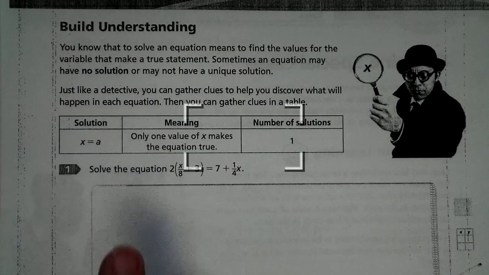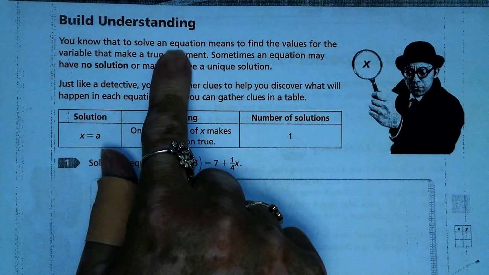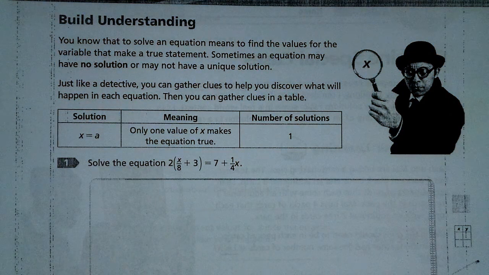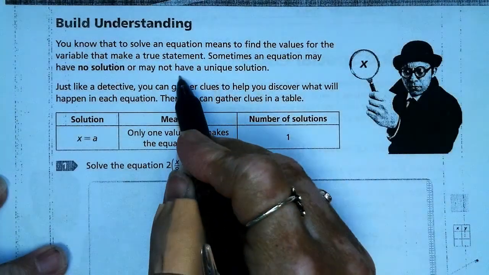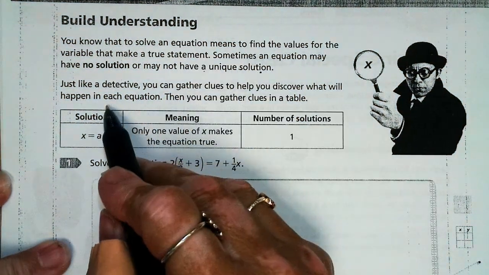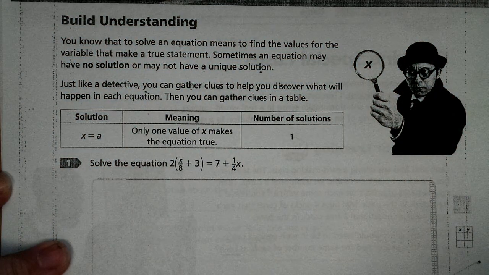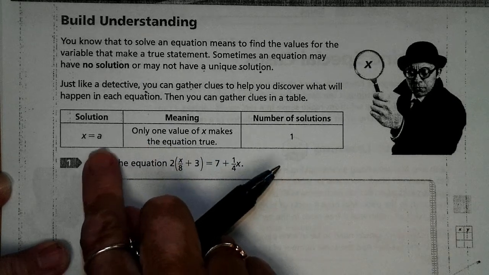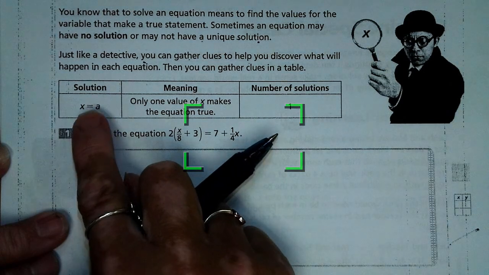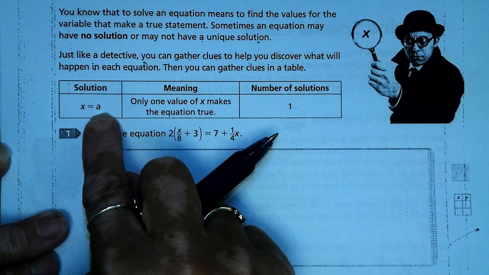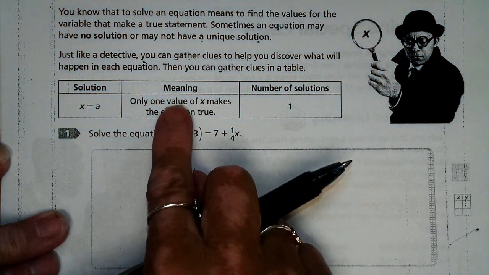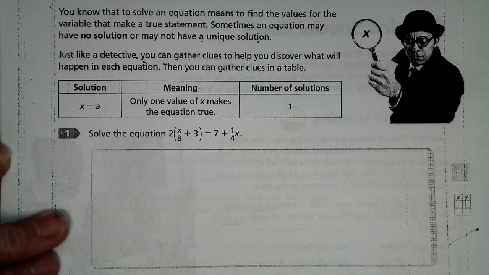All right, so it says, you know that to solve an equation means to find the values for the variable that make a true statement. Sometimes an equation may have no solution or may not have a unique solution. Just like a detective, you can gather clues to help you discover what will happen in each equation. Then you can gather clues in a table. So we know that if x equals a particular number, we have one solution. So there's one value that makes it true.